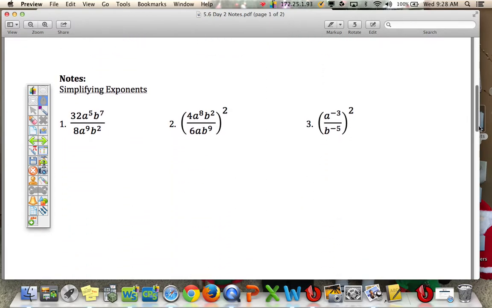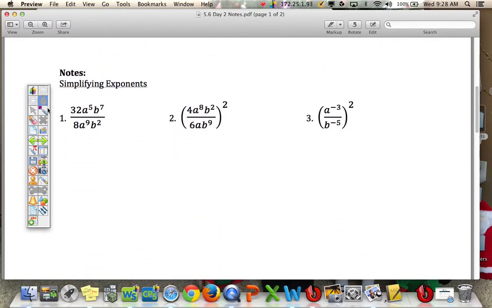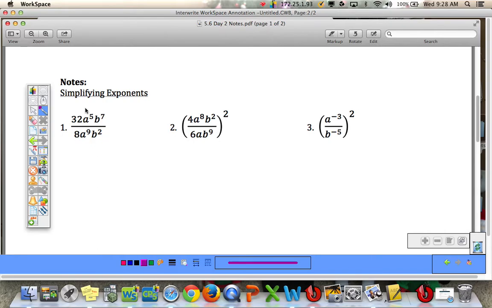So let's do a quick review. Simplifying exponents is something that we did earlier this chapter. To do that, if there's division, look at the different bases. Let's start with the numbers. 32 divided by 8 is 4. Then look at the a's. There's 5 on top and 9 on bottom.